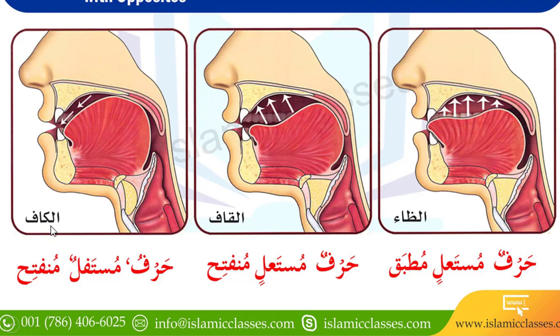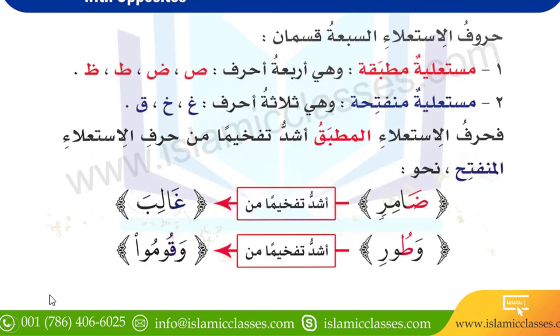And the last is little kaf, it is Harfun Mustafilun Munfatih. The back side is Mustafilun, a light letter, and Munfatih, open, with separation. So we say Ak, Ak, right? That is the comparison between Musta'liya Mutbaqa, Musta'liya Munfatiha, and Mustafilun Munfatihun, these 3 letters.